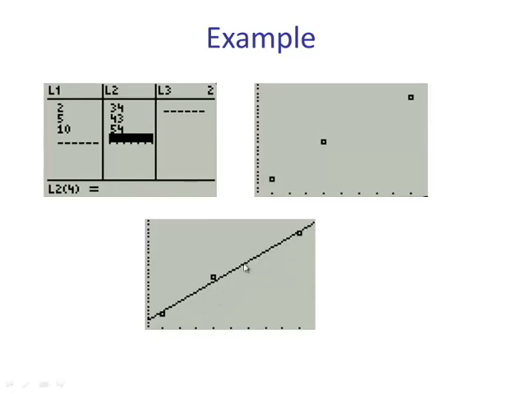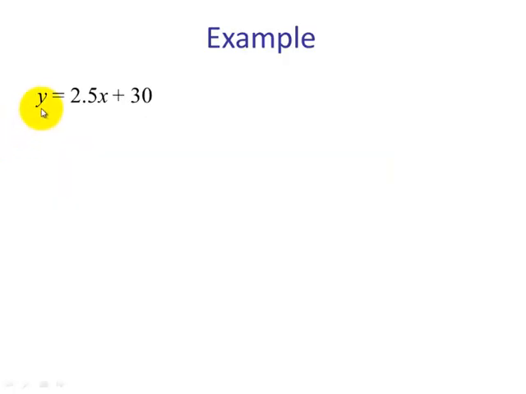This is the line that models these 3 points. So it has an equation. The equation is y equals 2.5x plus 30, where y is the height and x is the year.